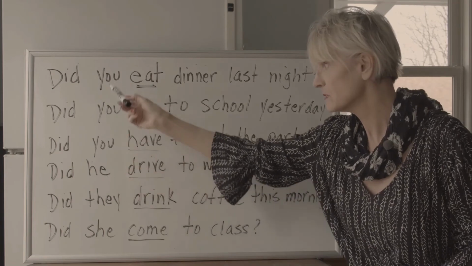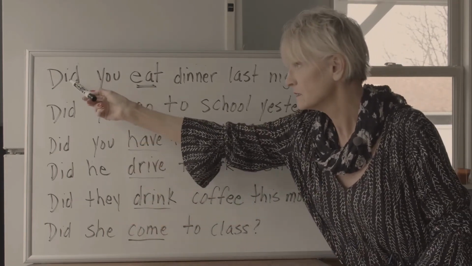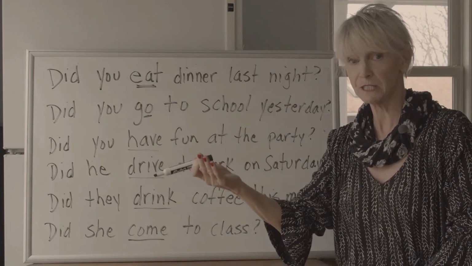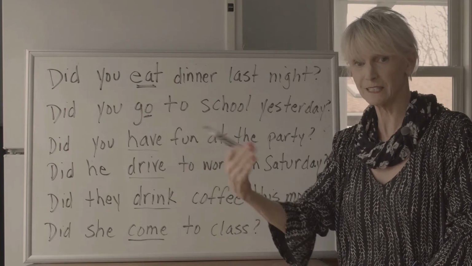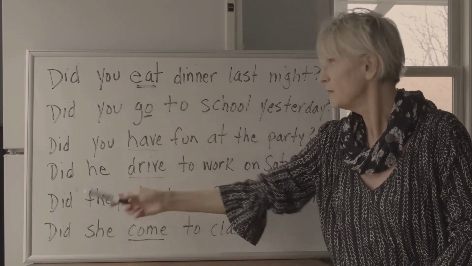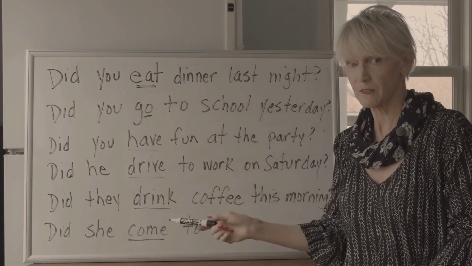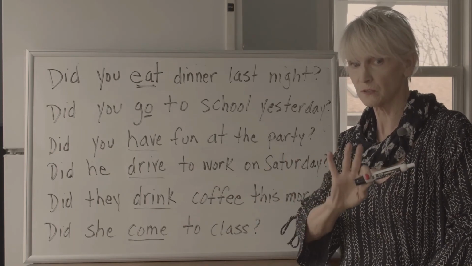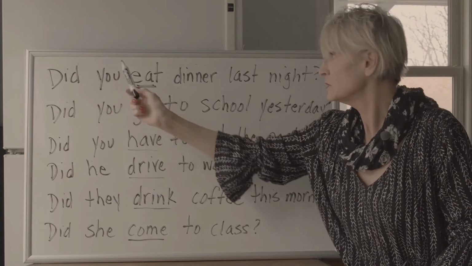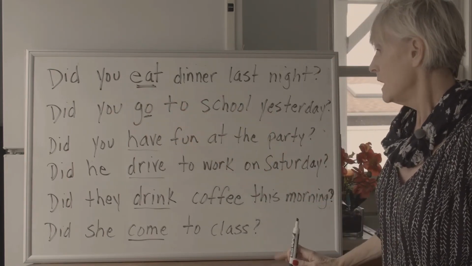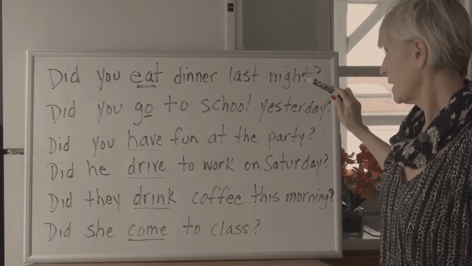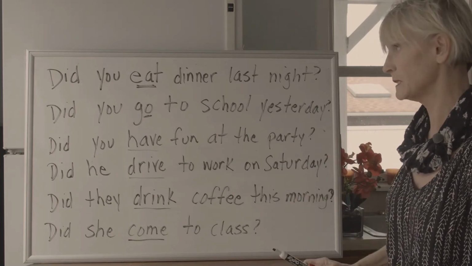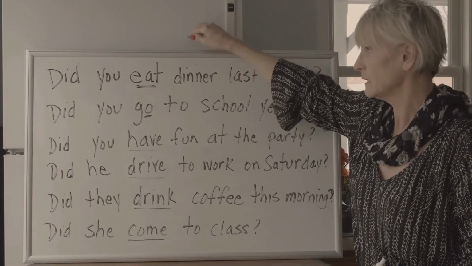Did he, now remember, this is the subject. So this doesn't change with your subject. It could be, did I, did you, did she, did he, did it, did we, did they. That will stay the same. And your main verb will stay the same. These are not going to be conjugated. Remember, third person singular gets an S. So, did you eat dinner last night? Time, no time indicated, time indicated, time indicated, no time indicated. This is what makes it a little confusing.